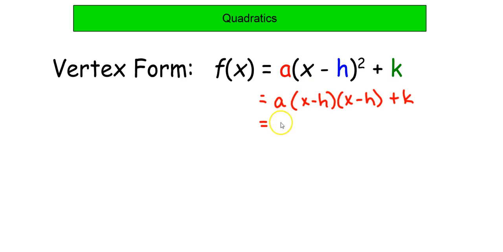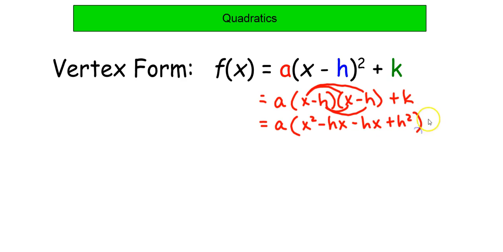So let's go ahead and do this. We've got first, so inside the parentheses, I've got x times x, so that's x squared. The outer gives me x times negative h, so that's minus hx. The inner gives me another minus hx. And the last is going to give me a plus h squared. And I've still got that plus k on the outside at the end.